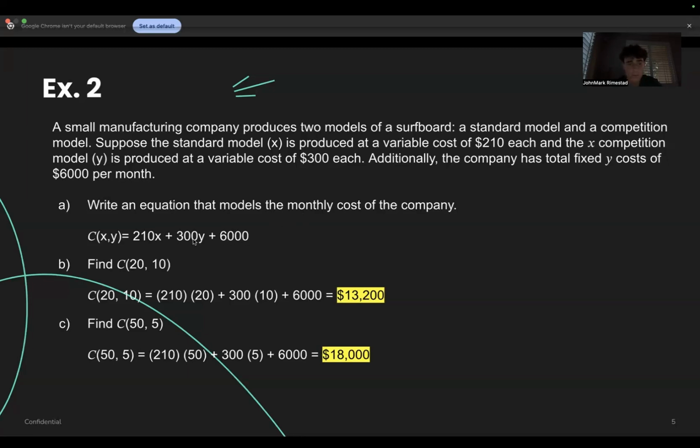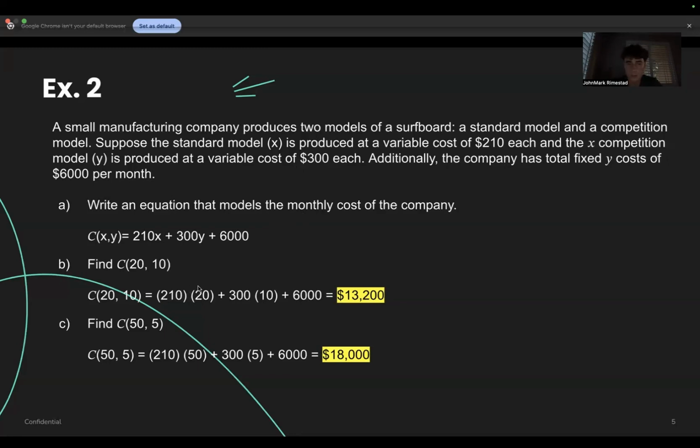So you're going to add that at the end as well, giving us 210X plus 300Y plus 6,000. Awesome. Now, this is the function. This is our equation that we're going to use to answer B and C. B, find C(20,10). C(20,10) equals 210 times 20.